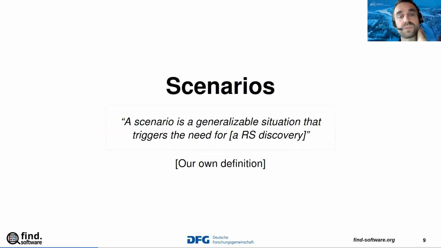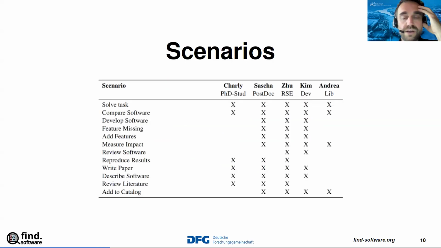And then we came up with a scenario. So a scenario is something that we defined as a generalizable situation that triggers the need for research software discovery. And here are the scenarios that we have. So we have solve tasks, compare software, develop software, and so on. I will not emphasize this more. And here you can see that we matched it to the different personas.